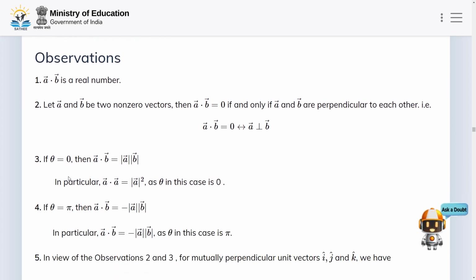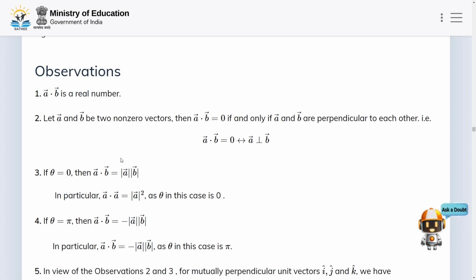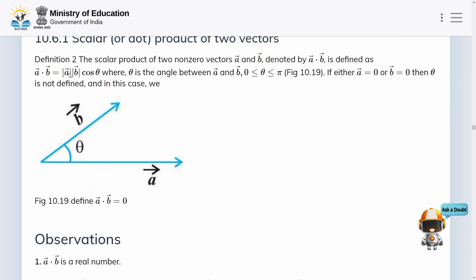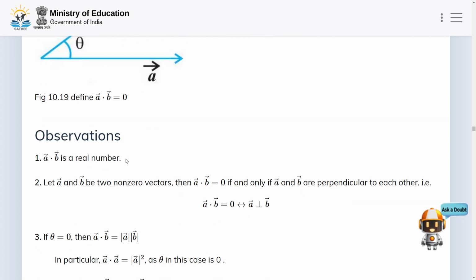Now some observations: vector a dot product vector b is a real number. The output must be a real number. Why am I saying that? As you can see, this is a magnitude, and magnitude will always be some real number. This is cos theta, where theta belongs to this interval, and in this interval cos gives a real value. So the whole dot product will be a real number. That's why it is written over here.